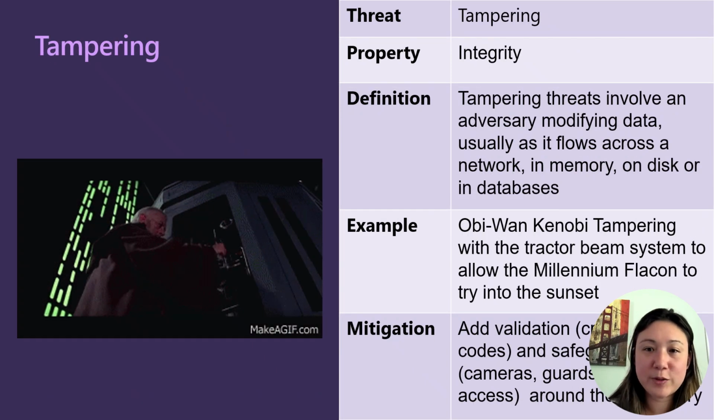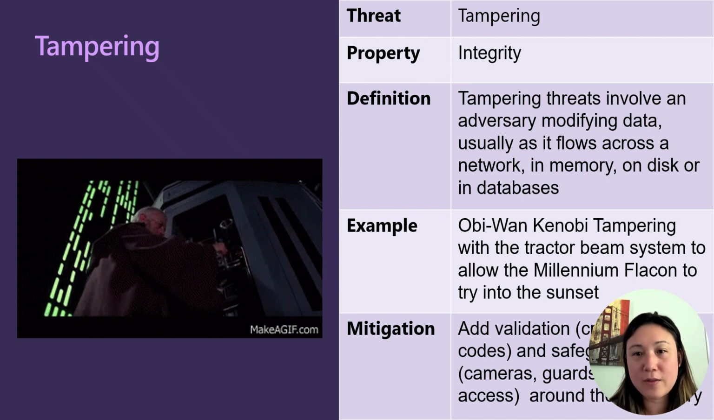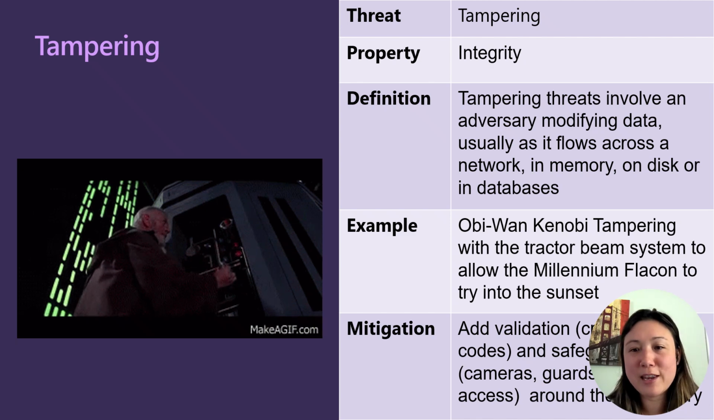Now T stands for tampering, which is a property of integrity. Tampering involves an adversary modifying data, usually as it flows across a network, in memory, on disk, or in databases. In this example, Obi-Wan Kenobi is tampering with the tractor beam system to allow the Millennium Falcon to fly into the sunset. The mitigation here could be adding validation such as credential codes and safeguarding by including cameras, guards, and limited access around the machinery.